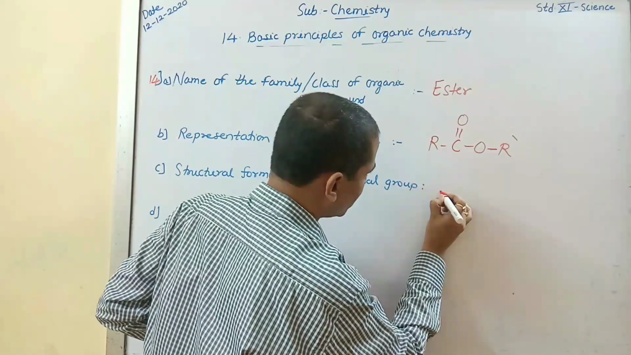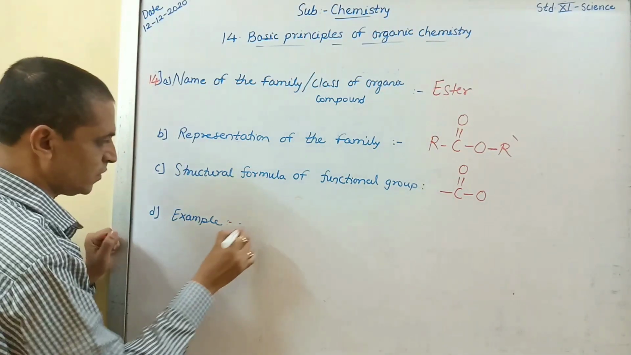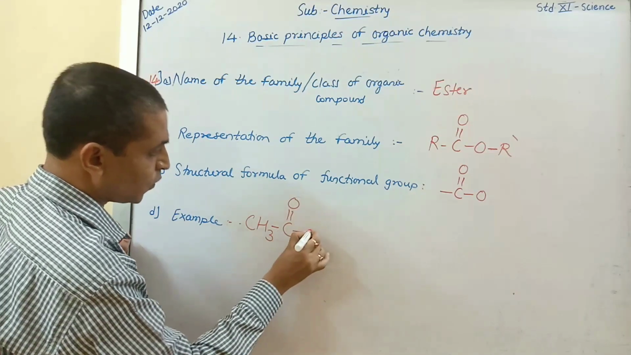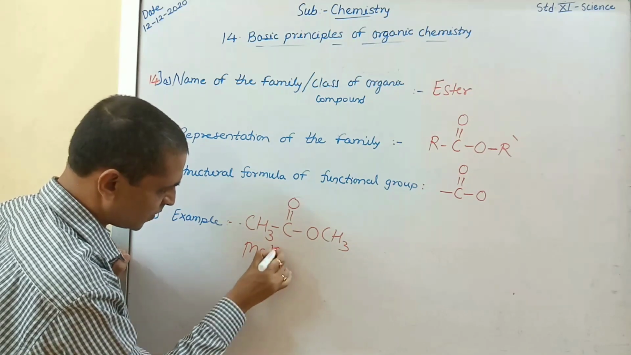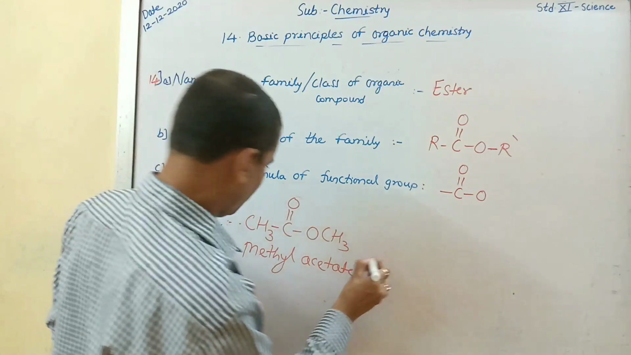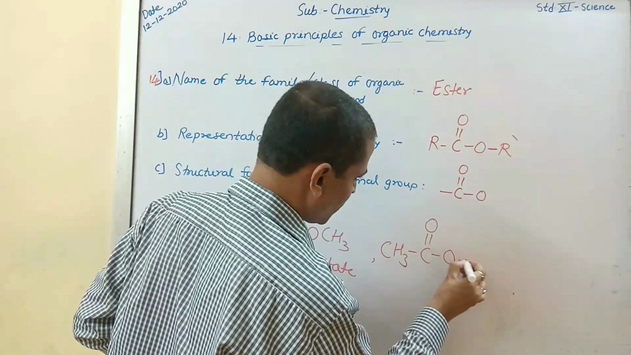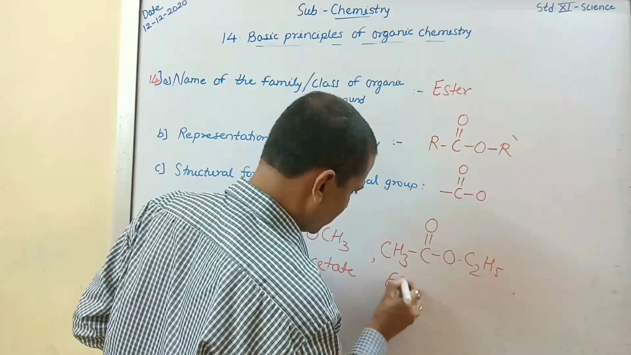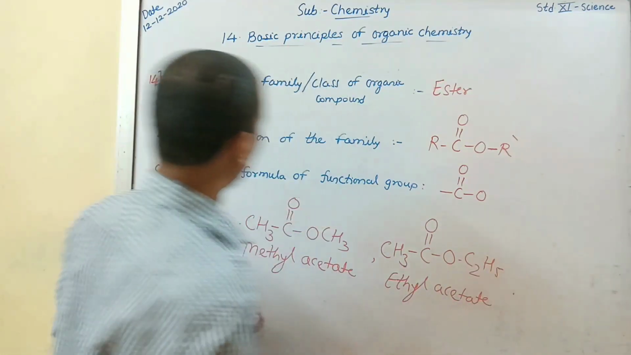Now see the structure formula. That is ester. I put here CH3COOCH3. Its name is what? Methyl acetate. If I put CH3COOC2H5, then it makes ethyl acetate. It is about ester.